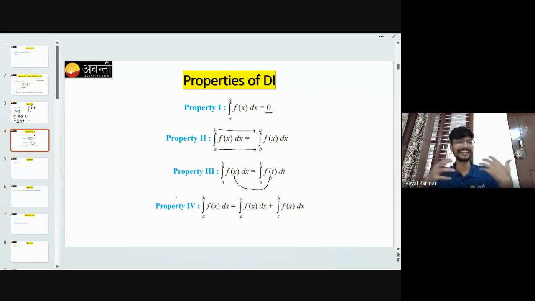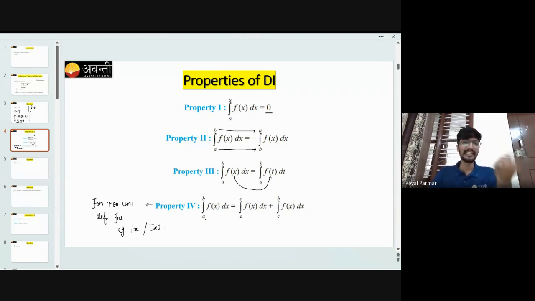The first, second and third properties are basically of no great use; we'll never or only sometimes use these basic properties. From the fourth property we get some important properties. The fourth property is mainly used for non-uniformly defined functions, for example mod x or step of x and so on. This property says that if my integral is from a to b, then I can split it at c. So I can write a to c plus c to b.